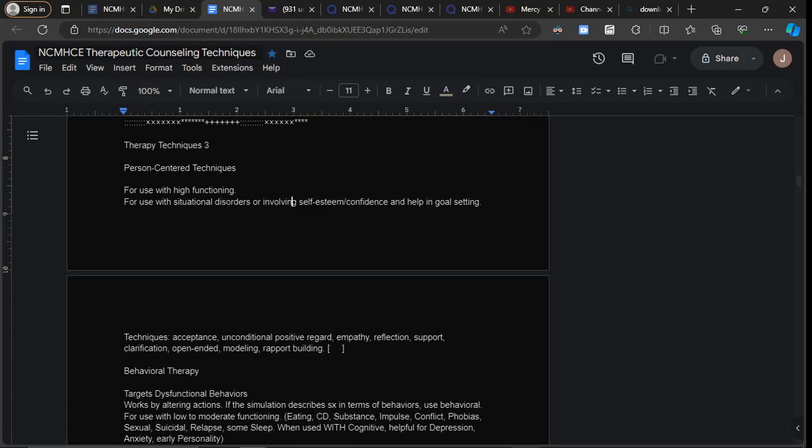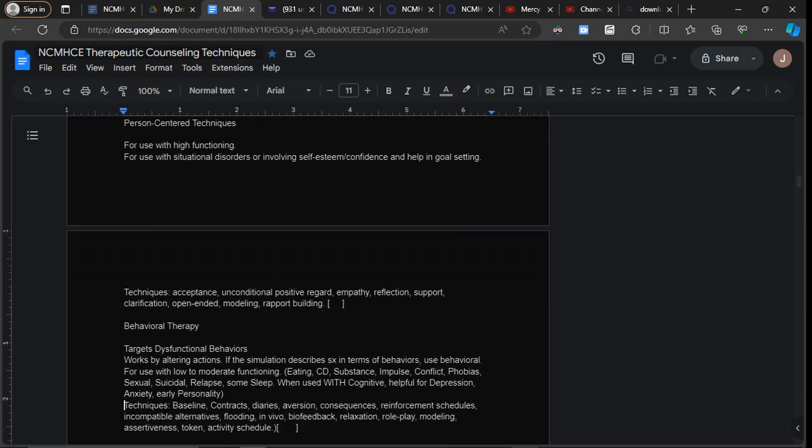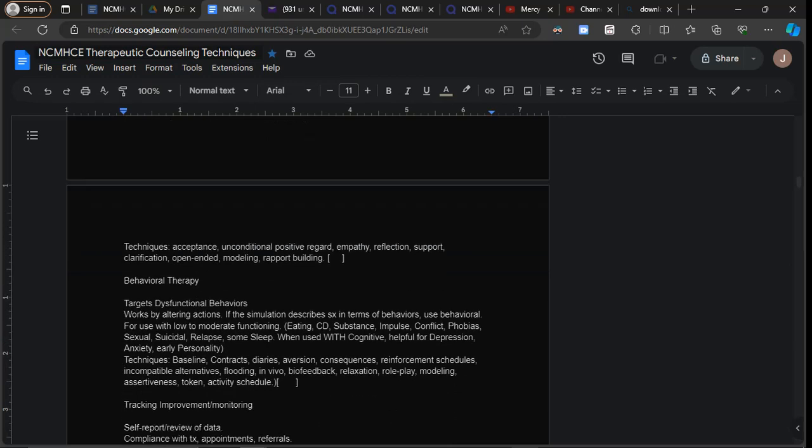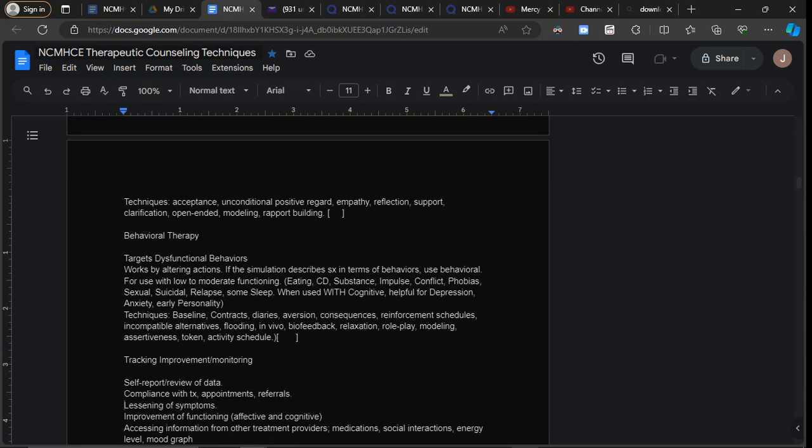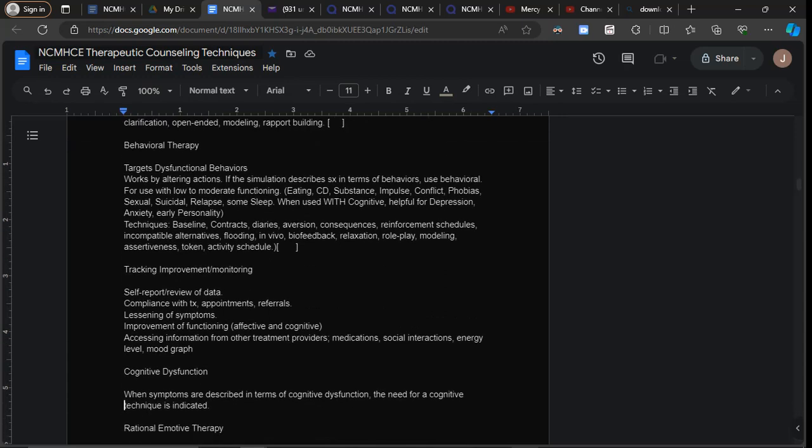Behavioral therapy targets dysfunctional behaviors and works by altering actions. If the simulation describes symptoms in terms of behaviors, use behavioral. For use with low to moderate functioning, including eating, conduct disorder, substance, impulse, conflict, phobias, sexual, suicidal, relapse, and some sleep. When used with cognitive, it is helpful for depression, anxiety, and early personality.